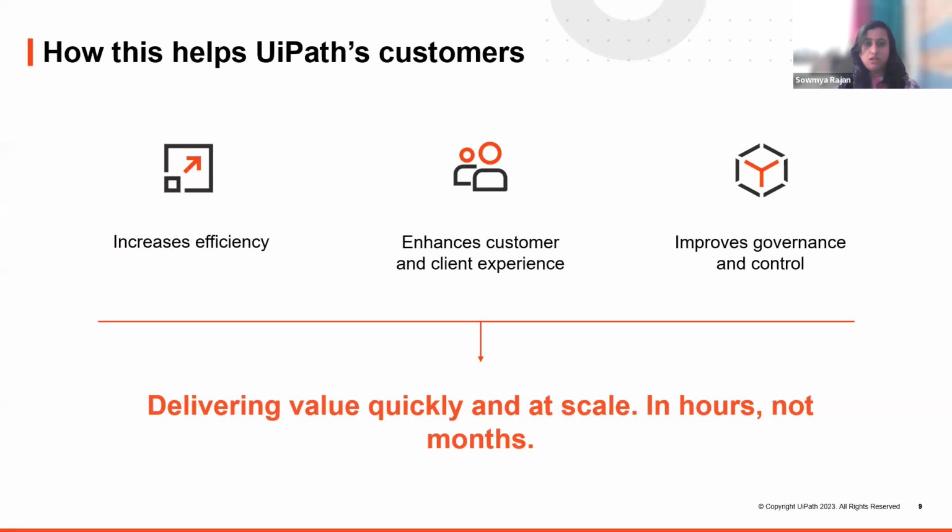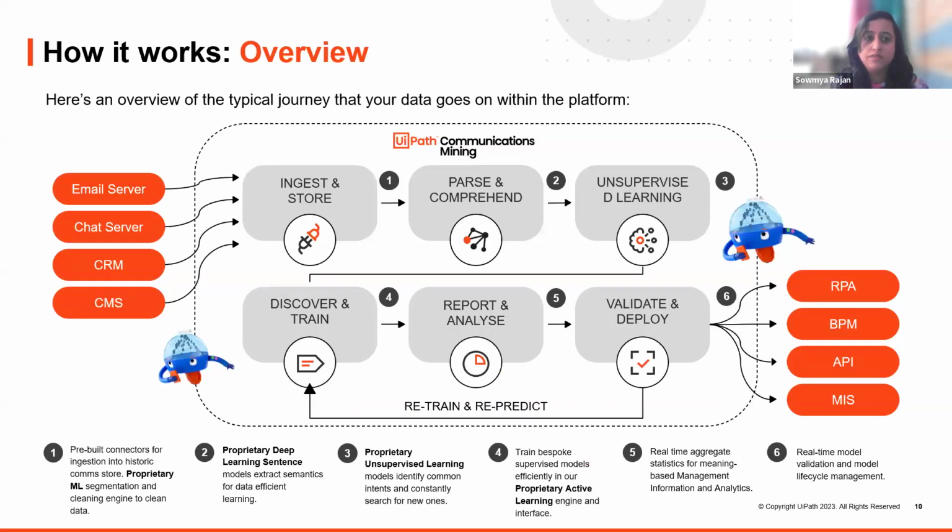So how does UiPath help the customers? It helps customers increase efficiency. It also enhances the customer-client interaction and experience, and it improves governance and control. What all this leads to is that it delivers value very quickly and at a bigger scale. It is not done in years or months; it can be done simply in hours. So let us see an overview of how it actually works.